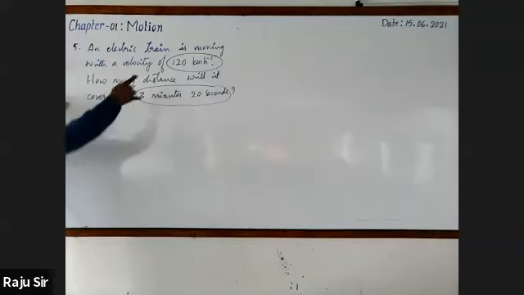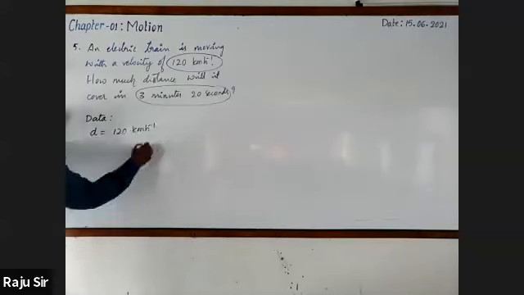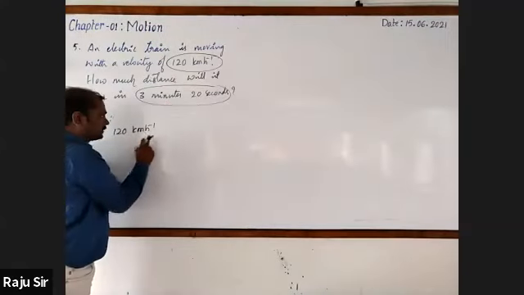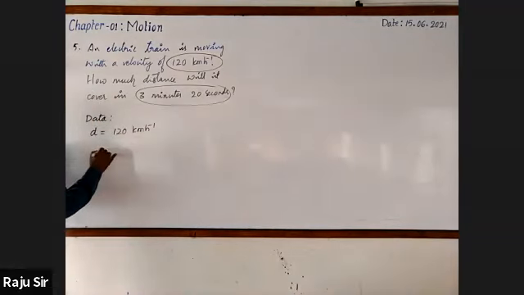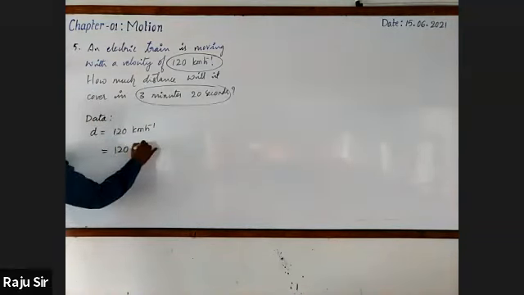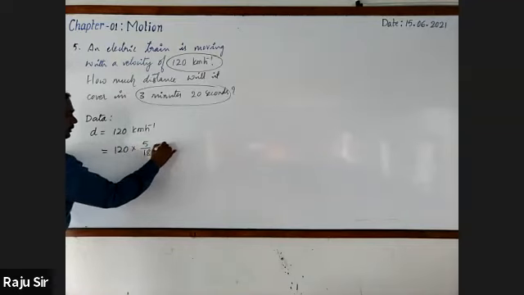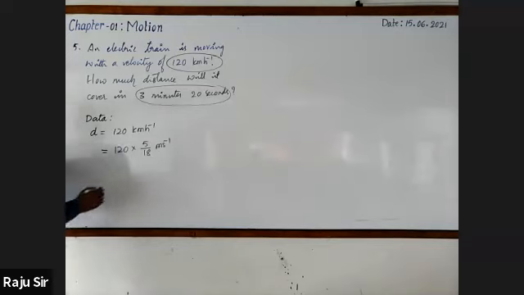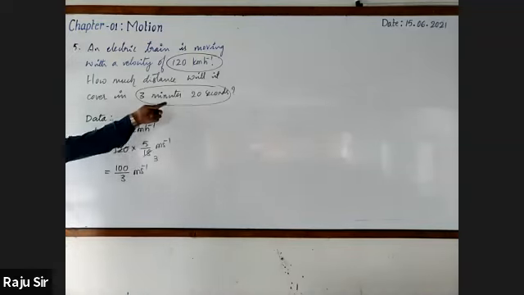Let's go for writing the data. Velocity is 120 kilometer per hour, but the time is in minutes and seconds. That is why I am going to convert this into meters per second. We can write 120 into 5 by 18 meter per second. You may cancel it: 6 threes are 18, 6 twos are 12. Now this can be written as 25 fours are 100, so 100 by 3 meter per second. This is the velocity.